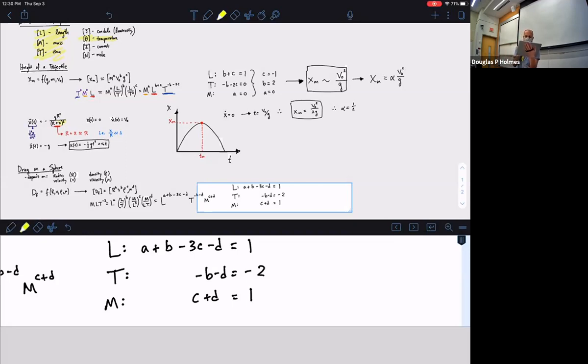For the sake of all of us being on the same page, obviously we could pick any of these unknowns to leave unknown. I'm going to choose D so that we all do the same algebra. If we choose D, then this leads to B is equal to 2 minus D. C is equal to 1 minus D. And A is equal to 2 minus D. And D remains unknown.